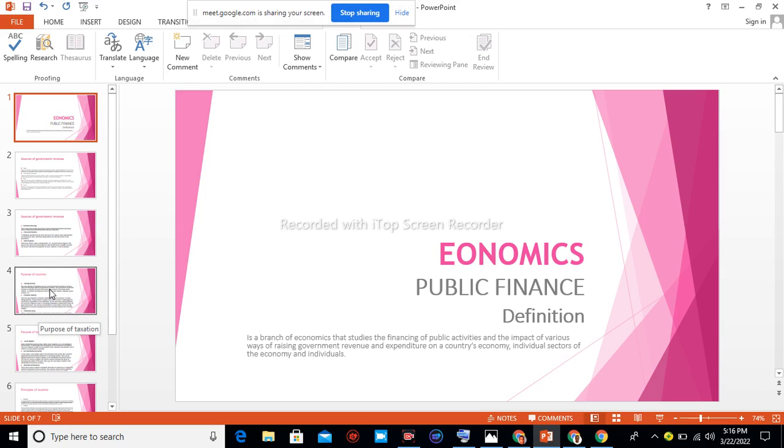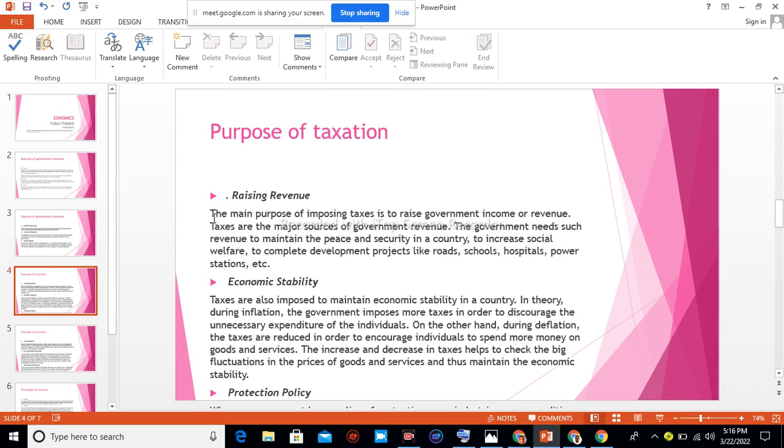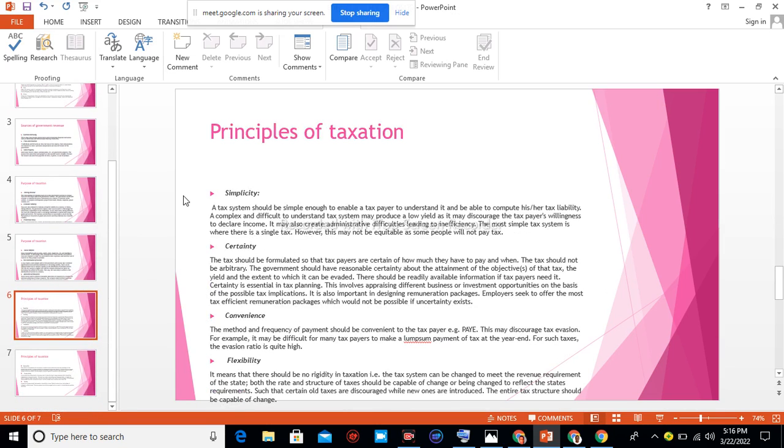We've also studied the purpose of taxation. Can you give us two purposes of taxation? For raising revenue and economic stability. Raising revenue, economic stability. Okay, we also studied principles of taxation. Can you give us two principles of taxation? There is simplicity, certainty, and convenience. Very good. So does any one of you have a question?